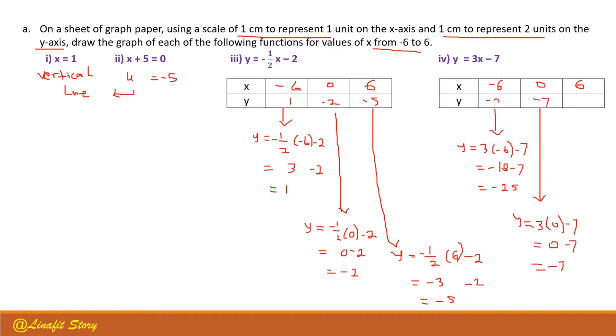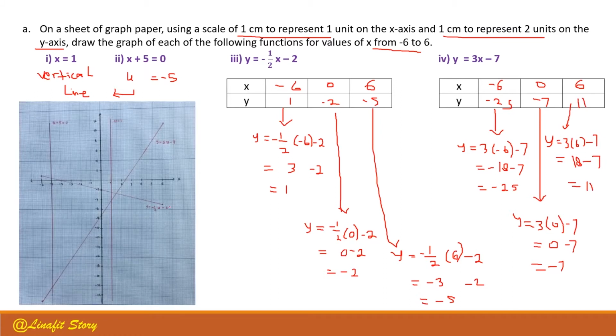And then when x is 6, so y is 3x minus 7. 3 times 6 is 18. 18 minus 7 is 11. After that, we will draw the graph. Here is the graph. This is the x-axis. And then, here is the y-axis.